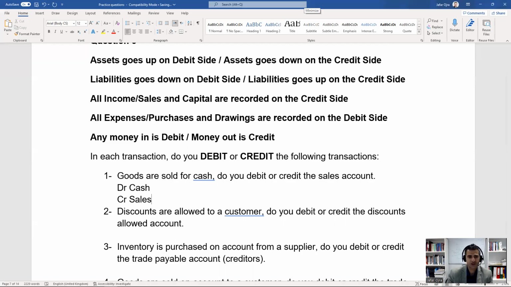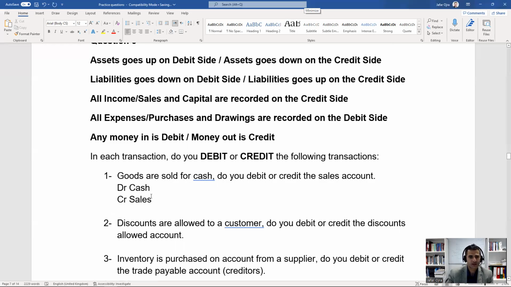If we write both of these, you can understand what is debit and what is credit. So debit cash because money in, because we received cash. According to rule number 5, any money in is debit. And sales is credit. If you look at rule number 3, you can see it's a credit. Okay, good.